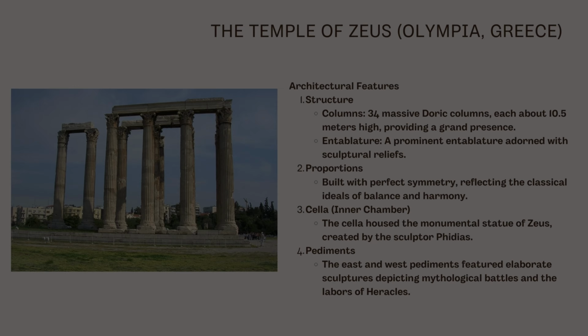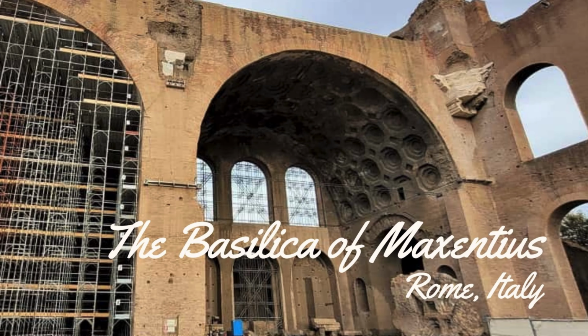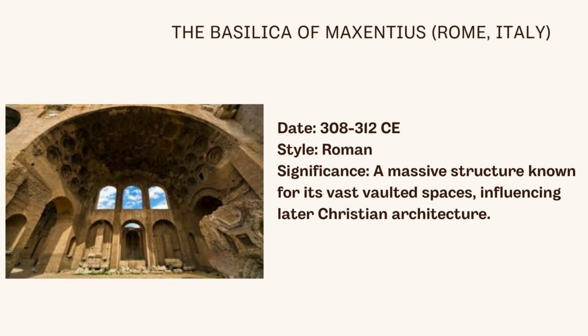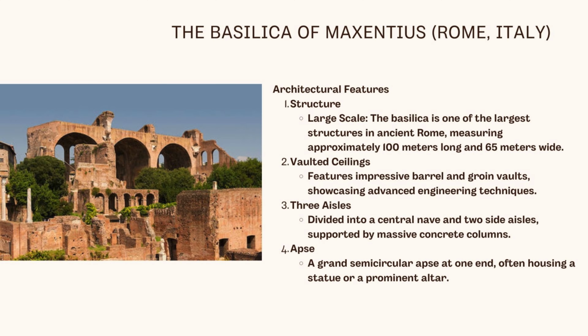Sixth one is the Basilica of Maxentius, Rome, Italy, dated back to 308 to 312 CE. Style was Roman. Significance: a massive structure known for its vast vaulted spaces, influencing later Christian architecture. Architectural features: structure, it has a large scale. The Basilica is one of the largest structures in ancient Rome, measuring approximately 100 meters long and 65 meters wide.